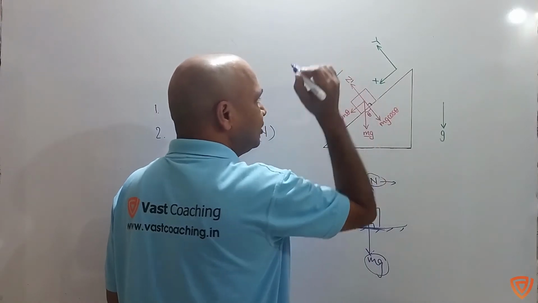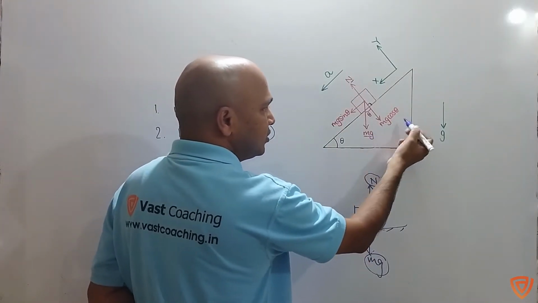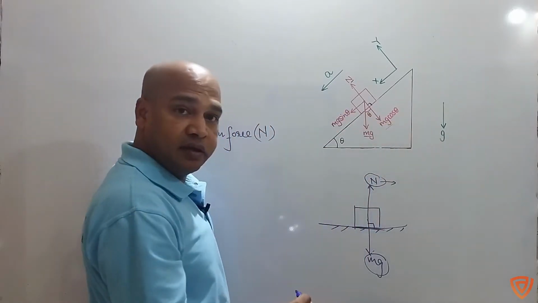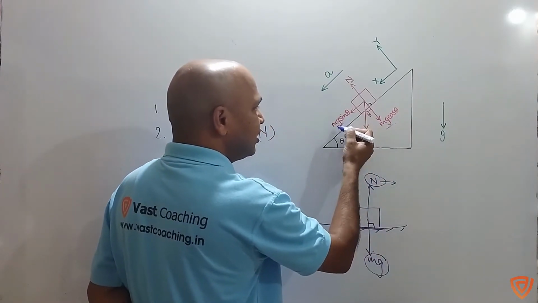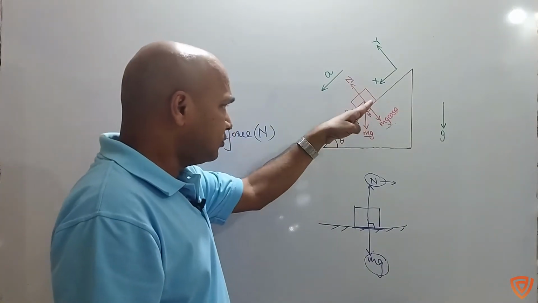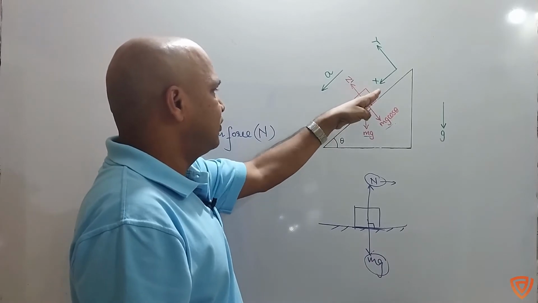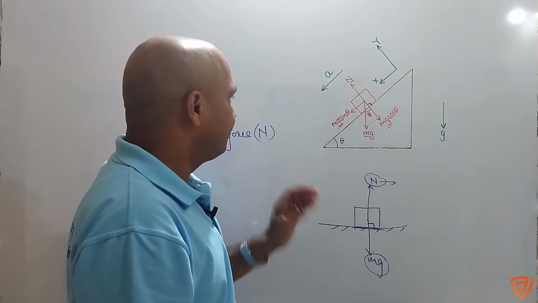This is your reaction. Now we all know by the resolution of vectors, this will be mg cos theta, this is theta, then this will also be theta. Alright, so this becomes mg cos theta, this becomes mg sin theta. This mg sin theta is the force acting in this direction, along the plane.